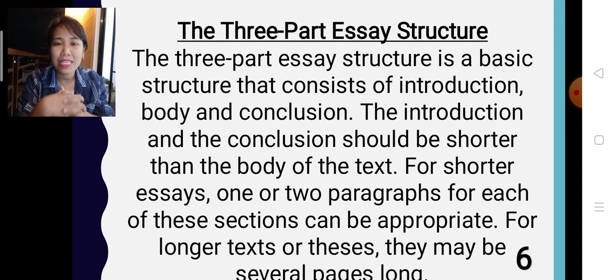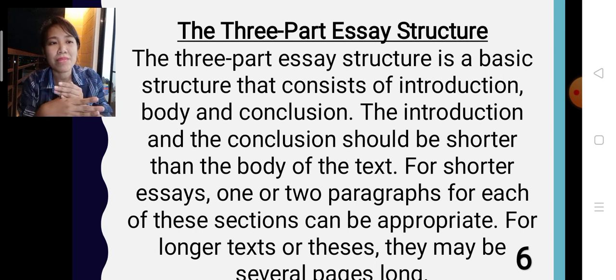So, mahalaga na marami tayong alam. Para once na nagpagawa si teacher, marami kayong insert. Ibig sabihin, madami kayong masasabi. Pero dapat, lagi nating tandaan, meron tayong structure na sinusunod.